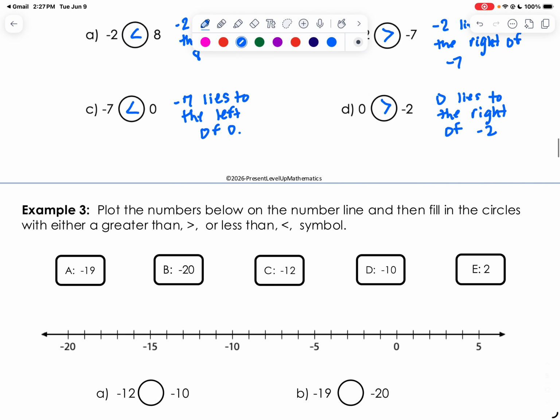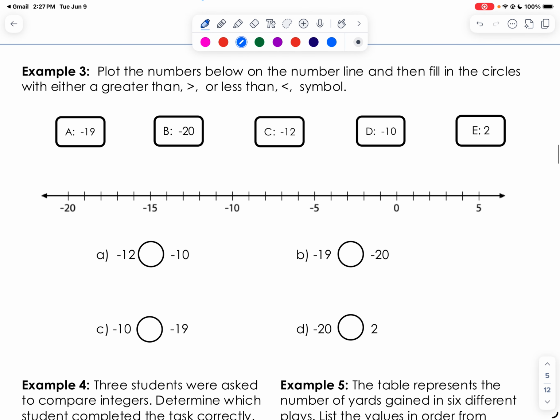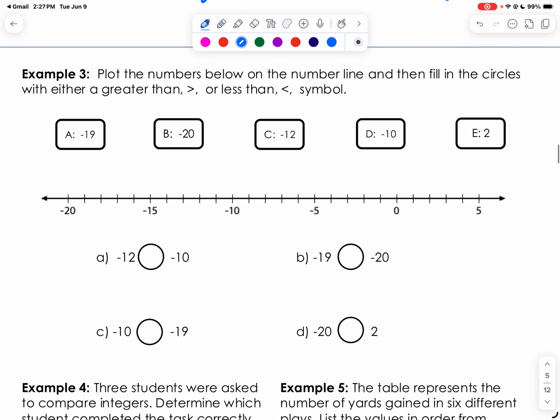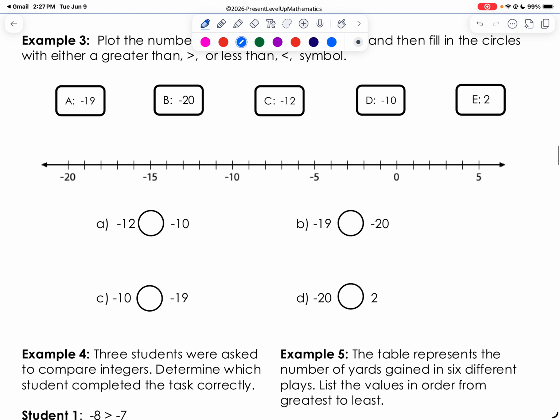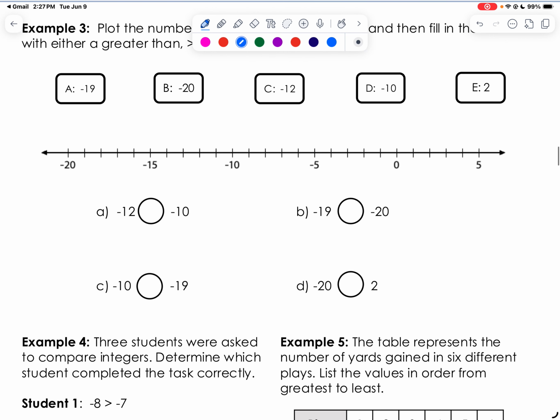All right, example 3. Plot the numbers below on the number line and then fill in the circles with either a greater than or less than symbol. So in this number line, let's see how it's scaled here. It's going by 5s. So we have 0 way over here on the right. So again, this would be -1, -2, -3, -4, and so on. It would keep going. All right, so that's how this number line is scaled.